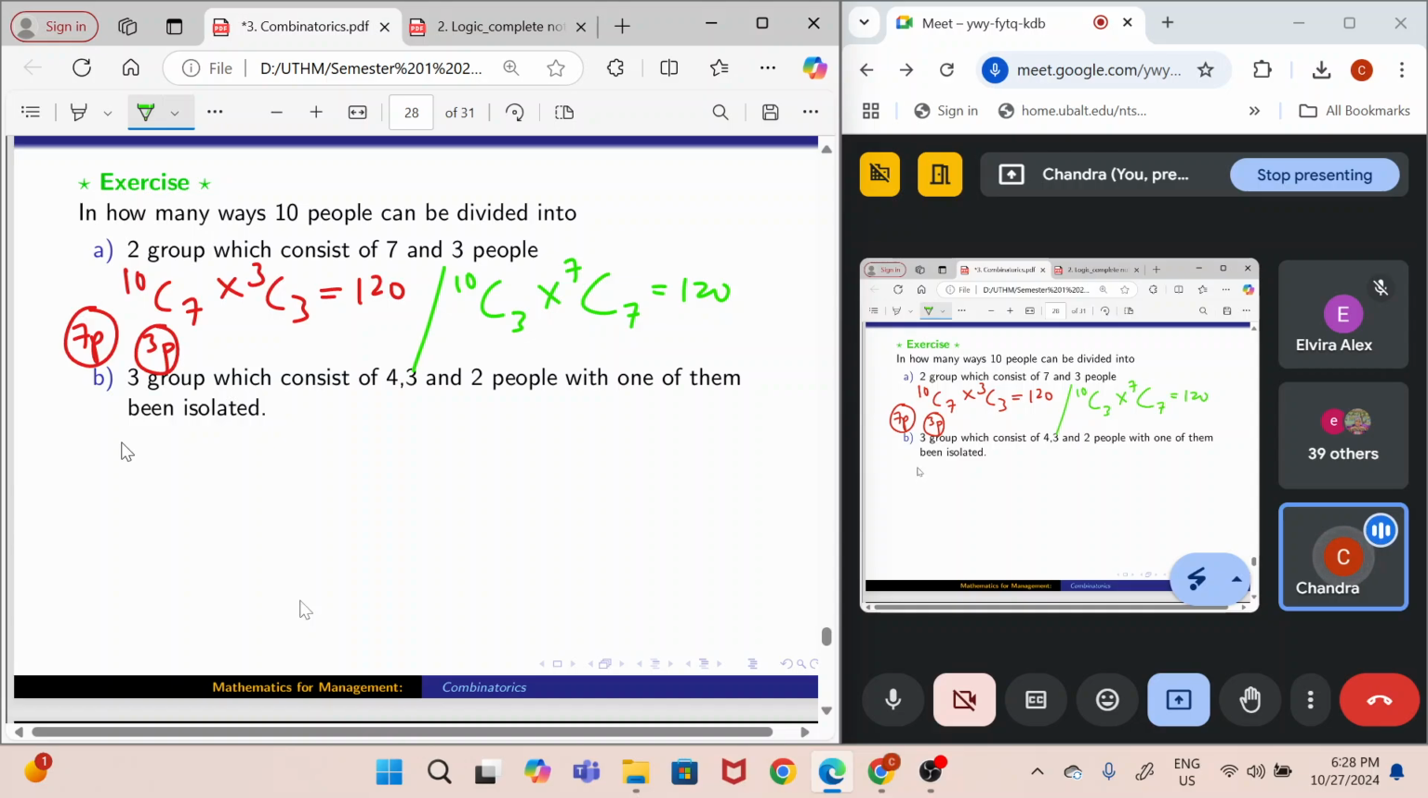Out of 10 people, we're going to split into 3 groups. So 10C4 first, times, you choose 4 already, left is 6. Out of 6 you have to choose 3 now. You choose 3 already, left is 3 more. You have to choose 2. If you do this, you get 12600.